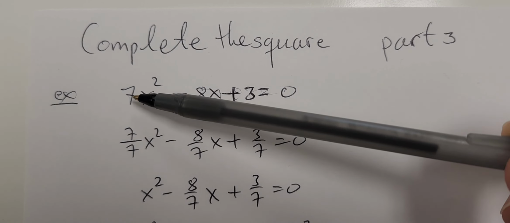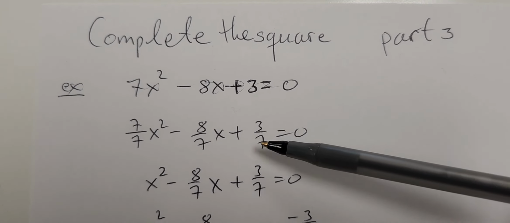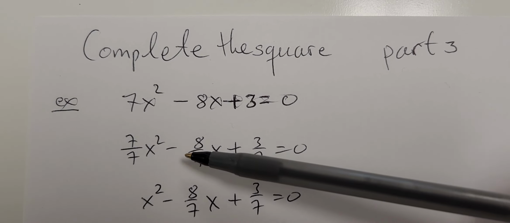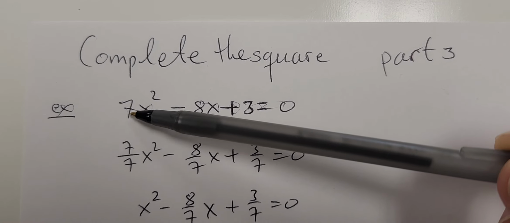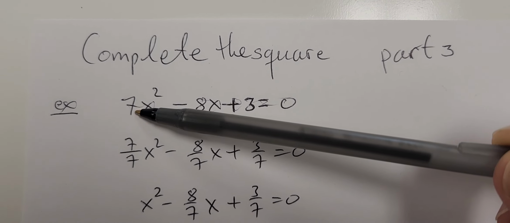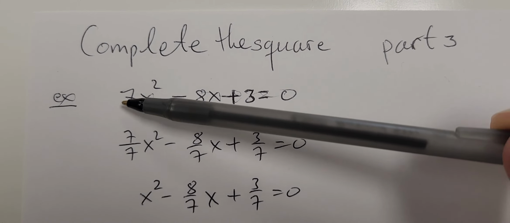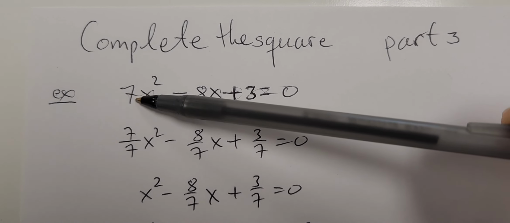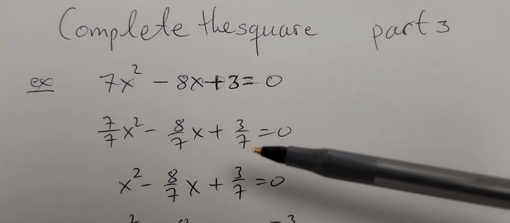So the only way to get this to be 1, we will divide all of the terms by 7. Now this number could be any number, so whatever the number is, divide by that number. Here it is 7, so divide all of the terms by 7.